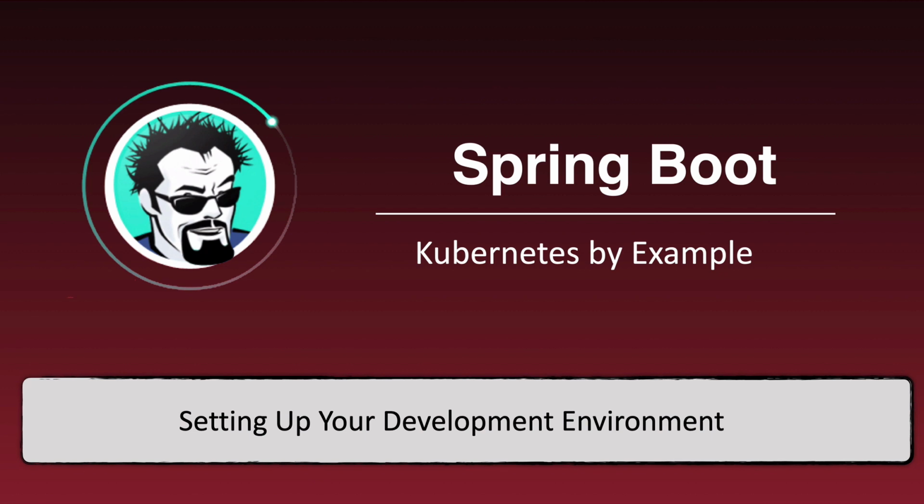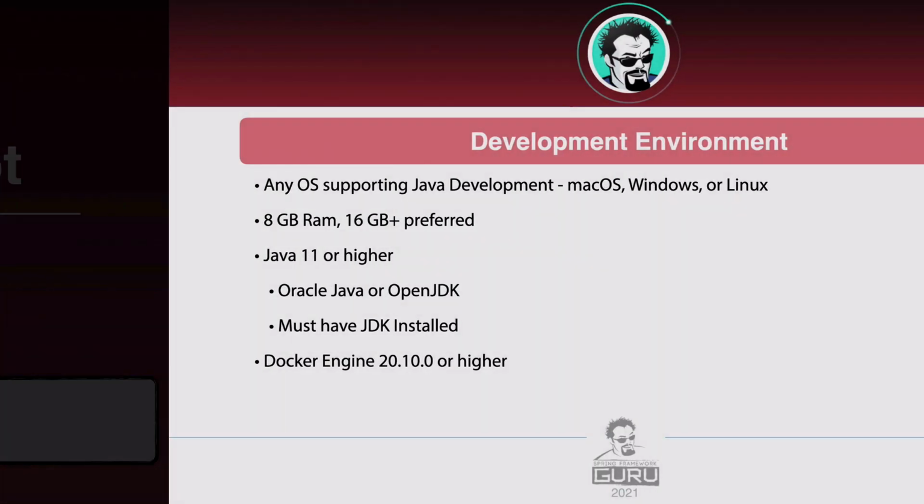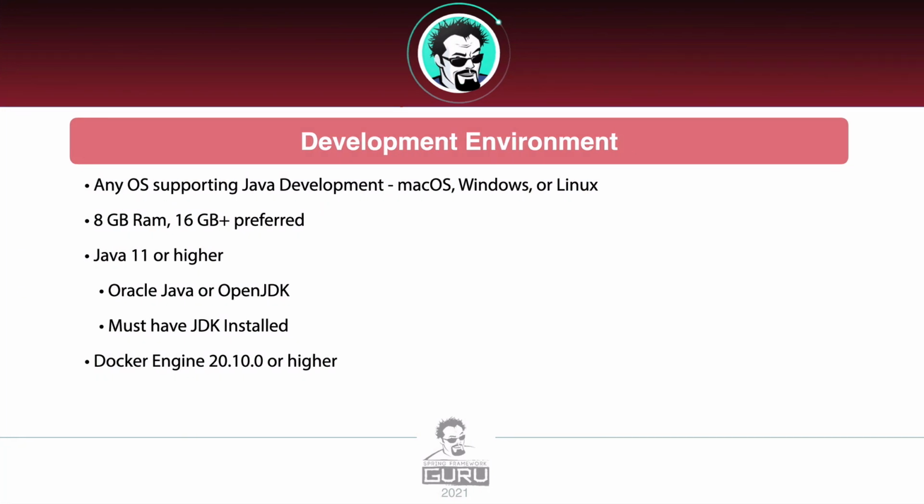In this video, we're going to talk about the requirements for your development environment for this course. So what we want to do is have an operating system that supports Java development, obviously. This is going to be all the major operating systems out there, Mac OS, Windows, or Linux. I'm saying you probably want at least 8 gig of memory. 16 would be a little more comfortable, a little faster, but you should be able to get by with just 8 gig. And we are going to be using Java 11 or higher.